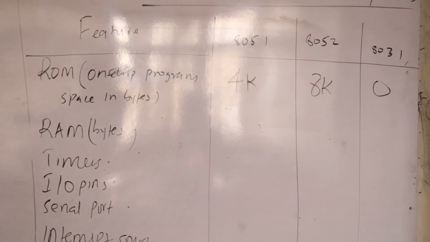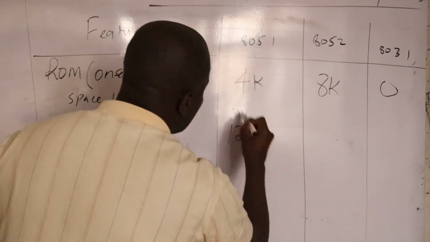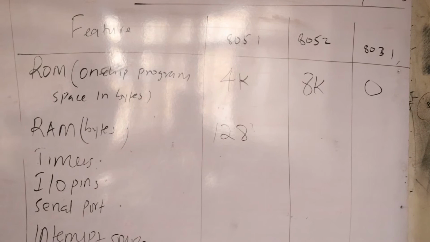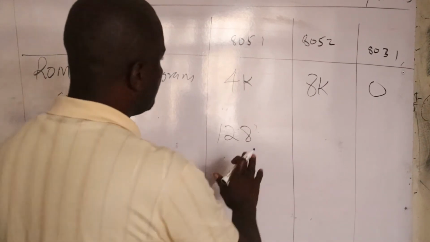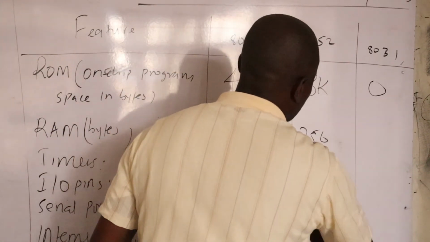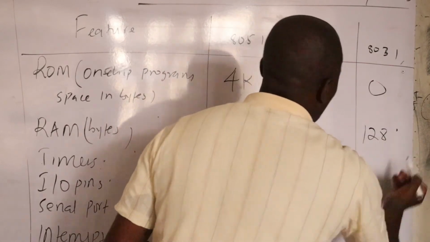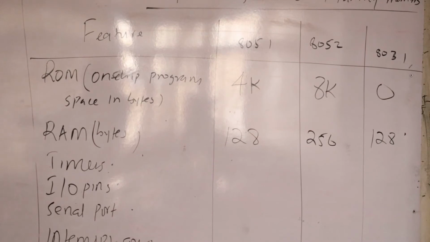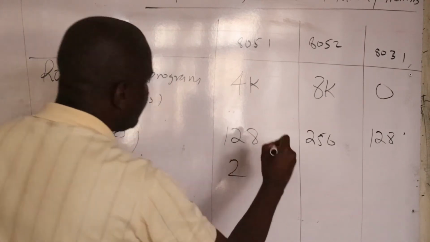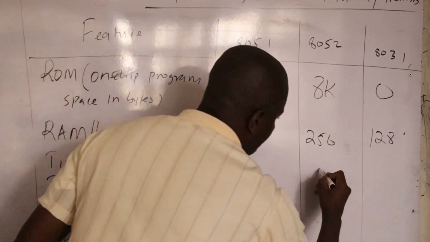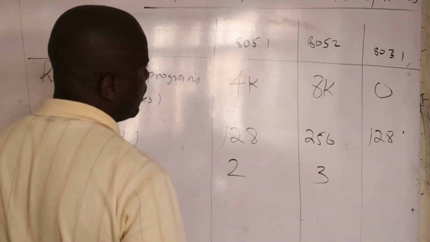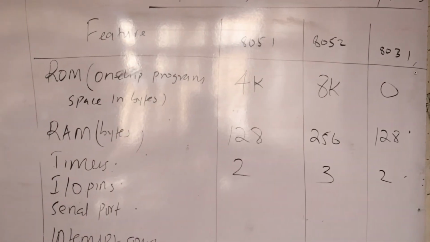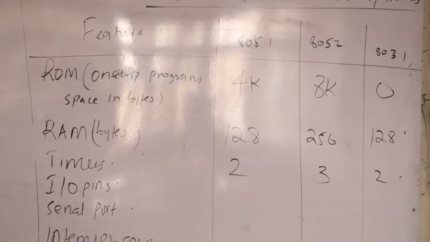When you talk of the RAM, we say that this one has 128. This 8052 has an additional 128, which means we have 256, while that one remains 128. When you talk of the timers, this one has 2. Then the 8052 has an additional timer, making 3, while the 8031 remains as the 8051, with 2 timers.